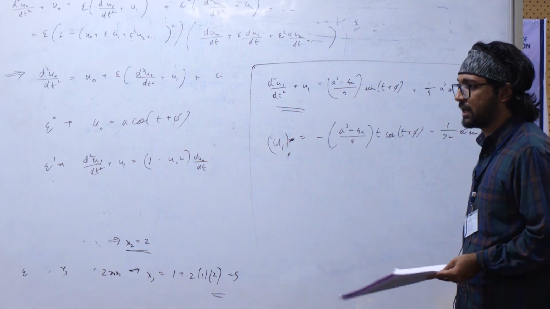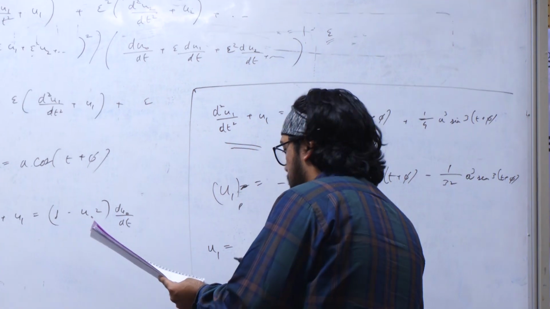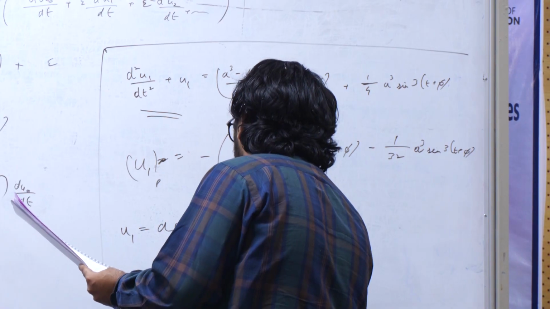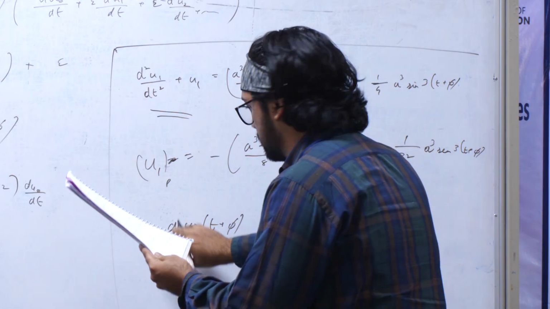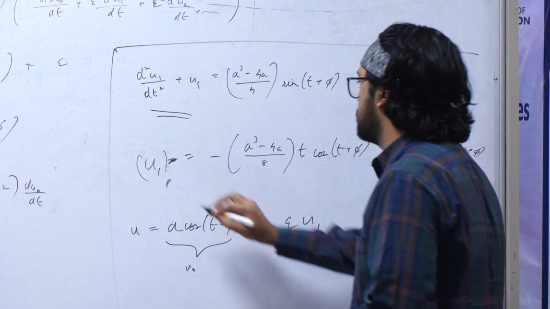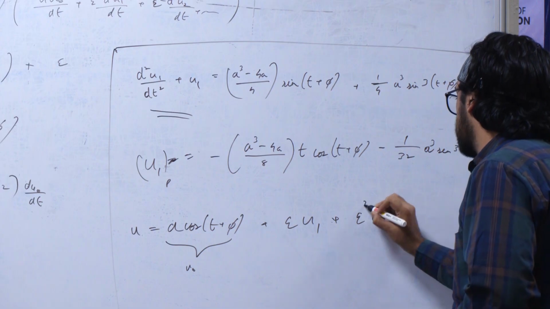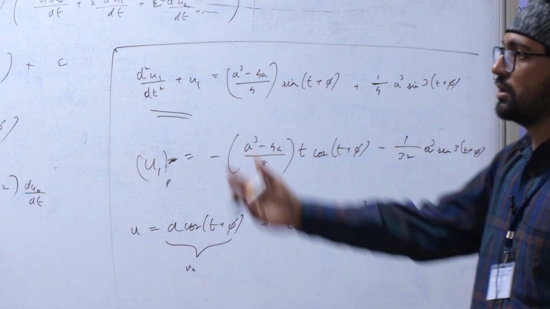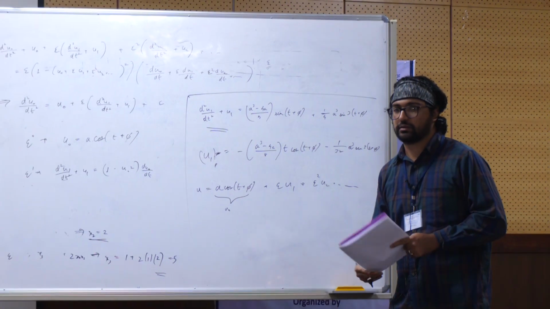You can do the second order as well, but I'll just stop at the first order, which is to get the general solution as u0, a cos of t plus phi, which is the linear solution. Sorry, u equals the solution, and then you have epsilon u1, which is given by this. And if you want, you can take it to further orders as well, epsilon square u2 and so on. So this is how you solve a regular perturbation problem when it comes to a differential equation such as the van der Pol oscillator.